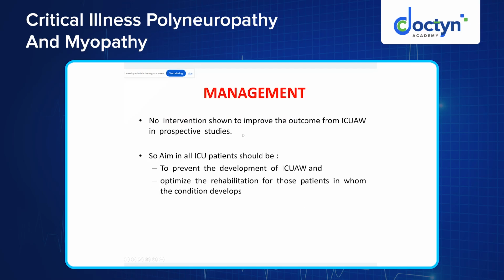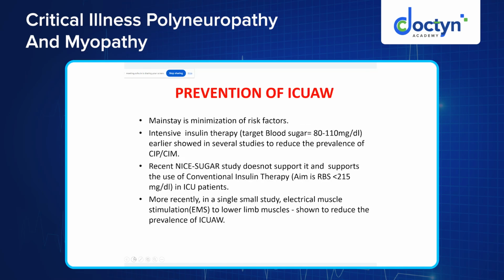No intervention has been shown to improve the outcome. So what is the aim for this? To prevent the development of ICU-acquired weakness. Rehabilitation, very much important. So the mainstay: minimize the risk factors. Insulin therapy, you have to maintain the blood sugar levels in the range of 80 to 100.